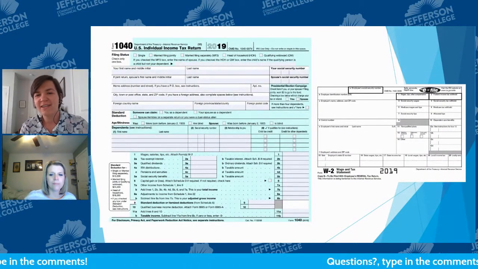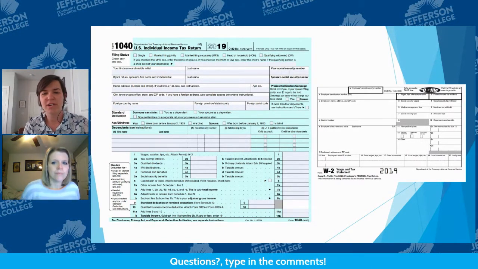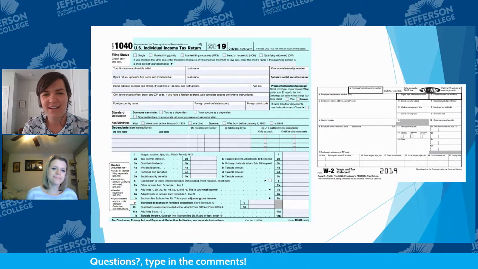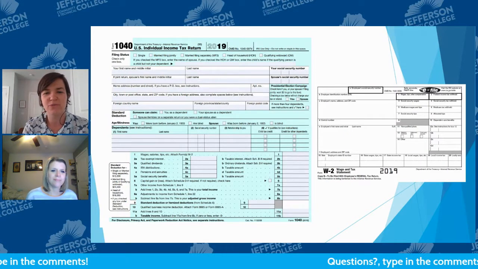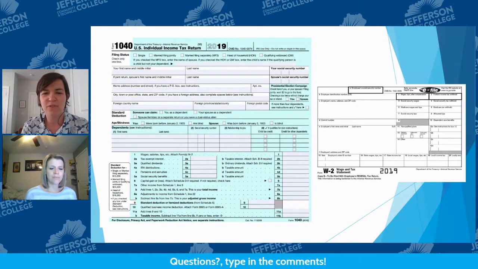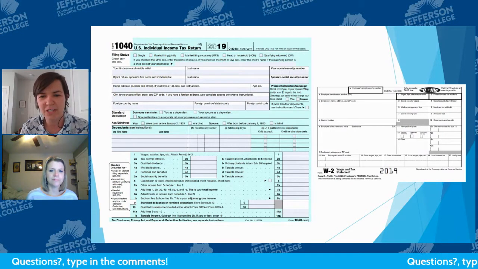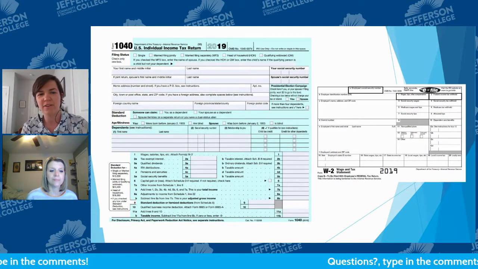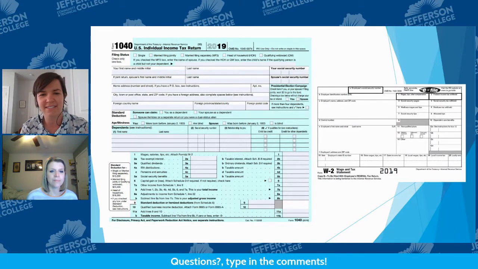Here's a visual example of the federal 1040 U.S. income tax return for 2019. That's the current documentation that would be used for the 2021-2022 FAFSA application. There's also a visual example of what one's W-2 may look like, so a wage and tax statement that can be important, especially if you are married and filed taxes jointly.